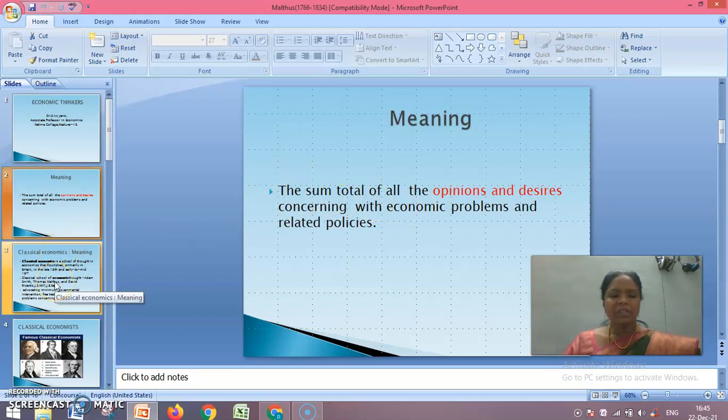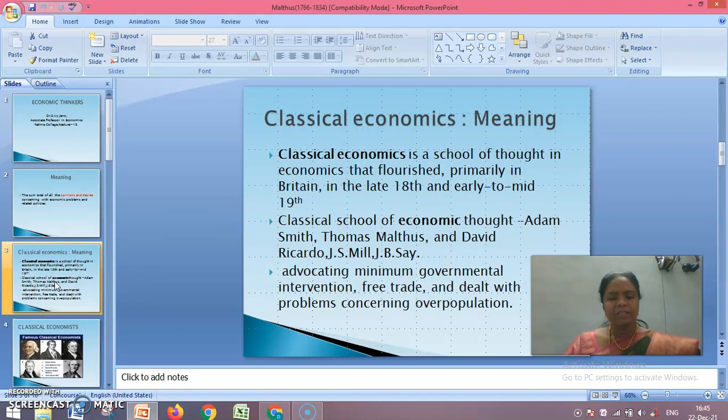When we talk about the economic thinkers subject, usually we see the contributions of different people from various angles, like the contributions of classical economists, neoclassical economists and modern economists. Today we are going to talk about the Malthusian theory of population. He comes under the division of classical economists.